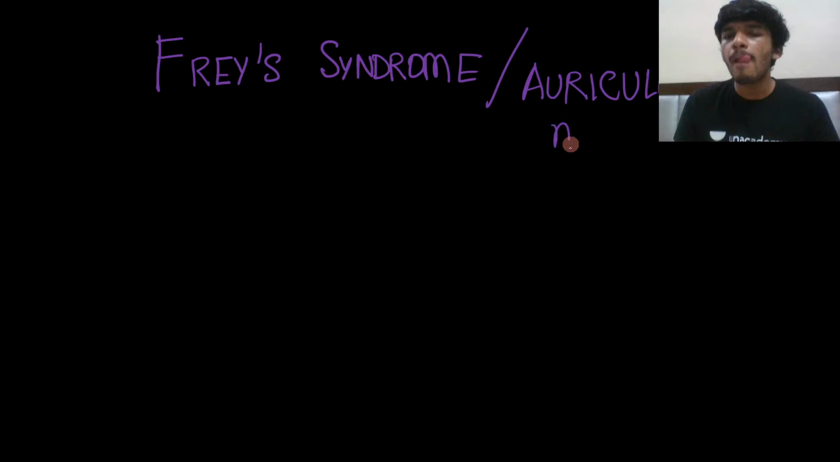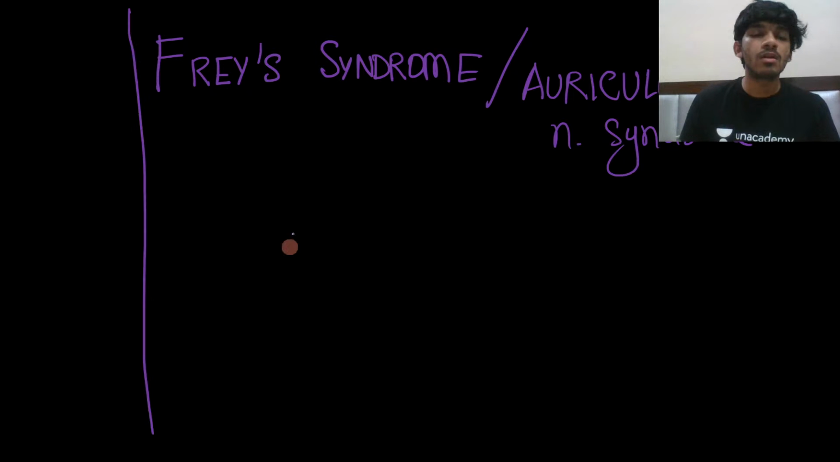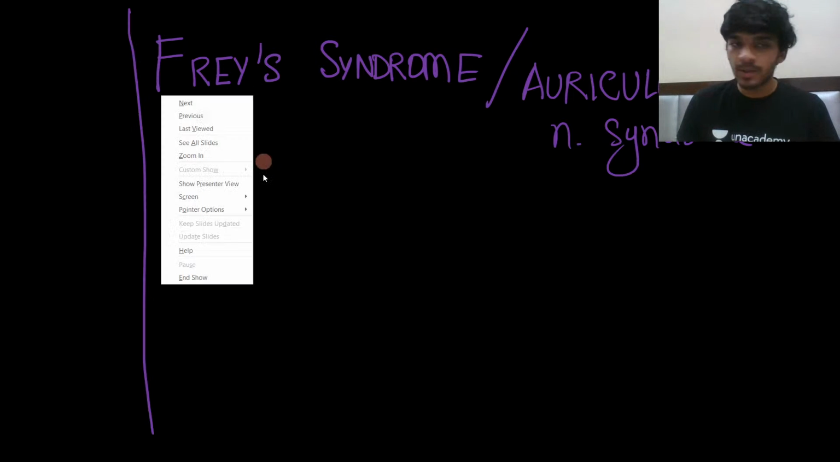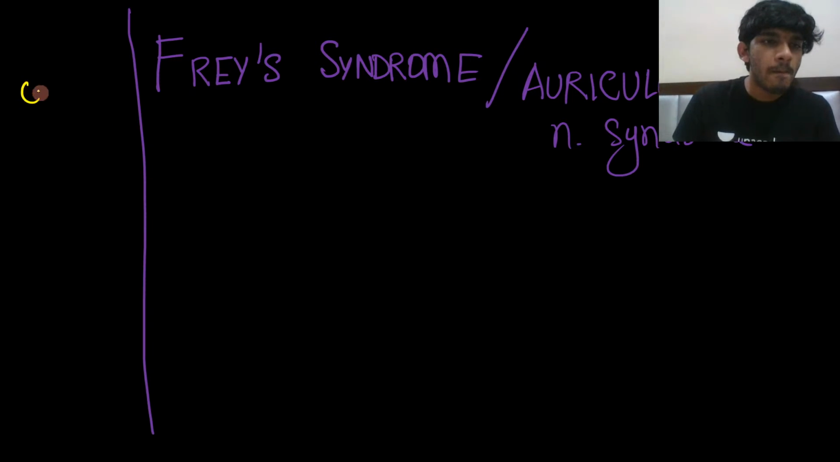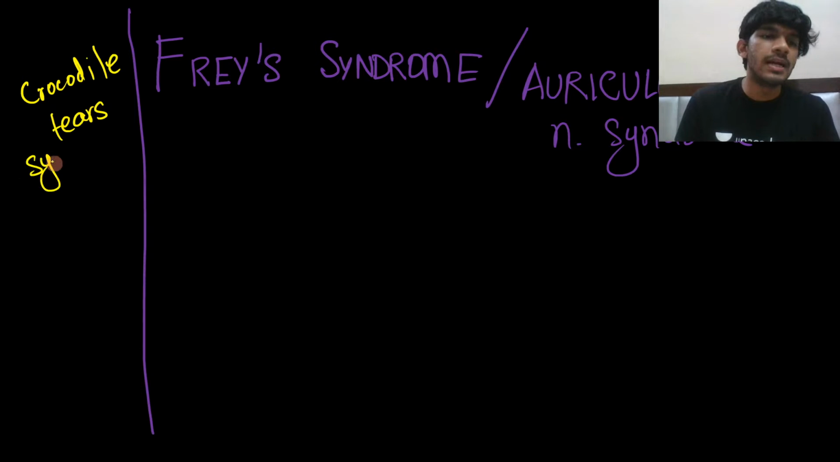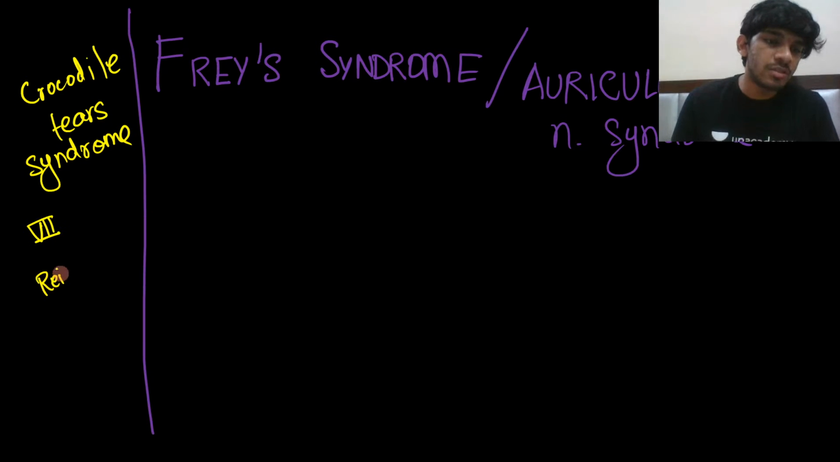Now, I hope you remember what crocodile tear syndrome was, first of all. Was it related to which nerve? It was related to the facial nerve. Lesion of the facial nerve proximal to the geniculate ganglion, where you had a reinnervation.